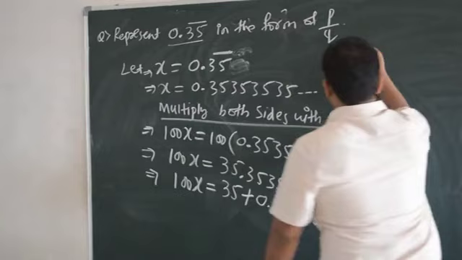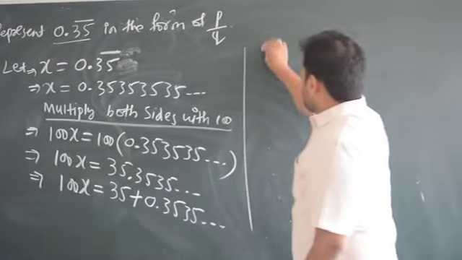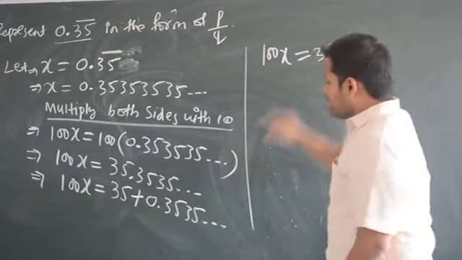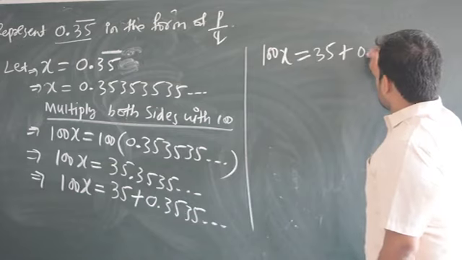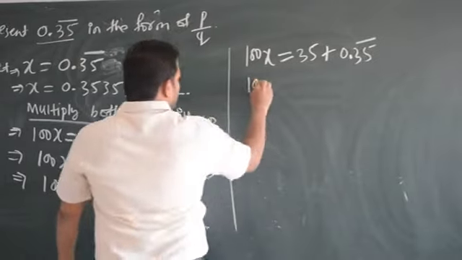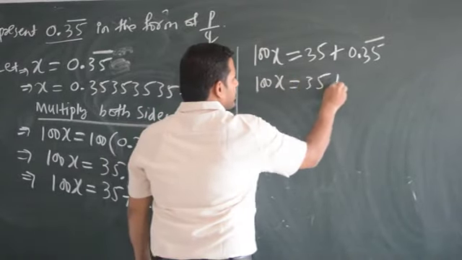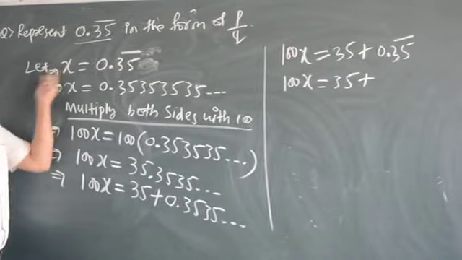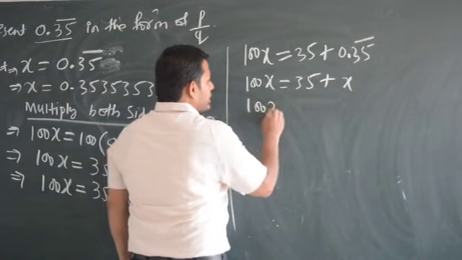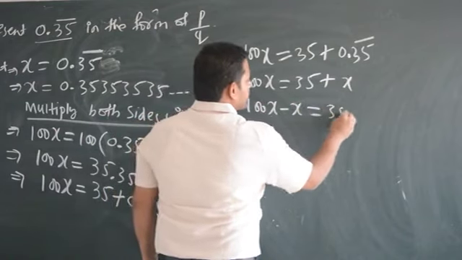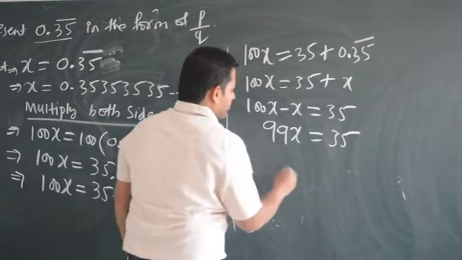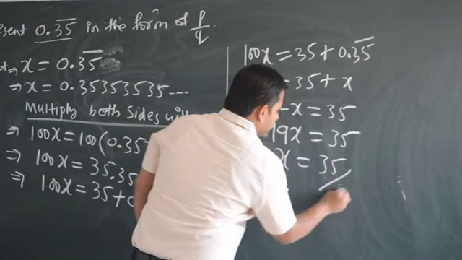Now tell me the next step. It is easy now, the problem is done now. It is just all calculation. 100x is equal to 35 plus this 0.353535 can be written as 0.35 bar. Okay, fine. Next, 100x is equal to 35 plus this is 0.35 bar. What is it? It is equal to x. Done. So I am going to write it as 100x minus x is equal to 35. 100x minus x, 99x. 99x is equal to 35. So x is equal to 35 divided by 99.